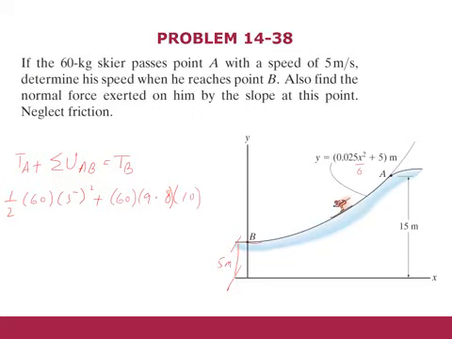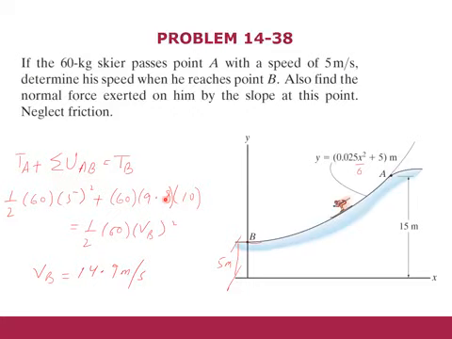And we have to calculate the velocity at point B. That is why it is half times 60 times V_B squared. When you solve this equation, you will get V_B equals 14.9 meters per second. Did you see that it is very convenient to use the work energy equation, so that we can calculate the final velocity easily?